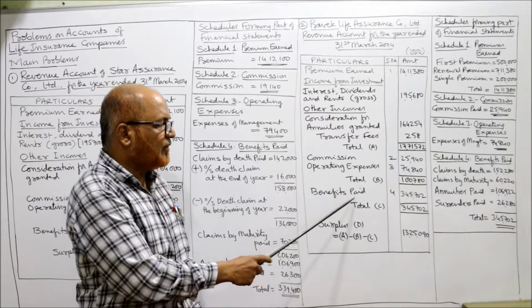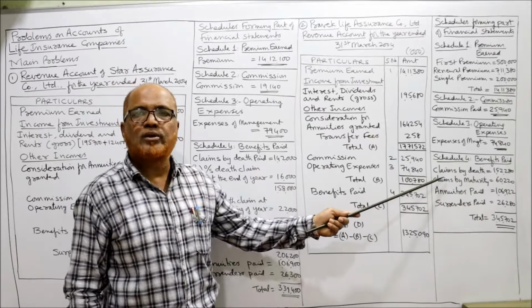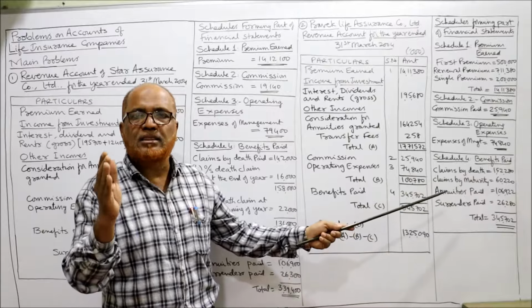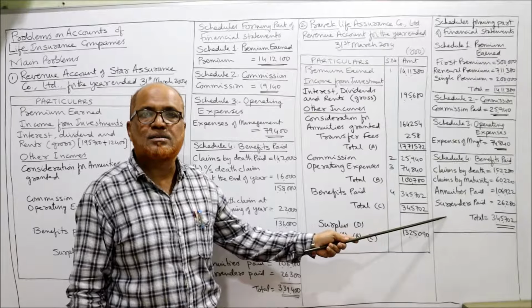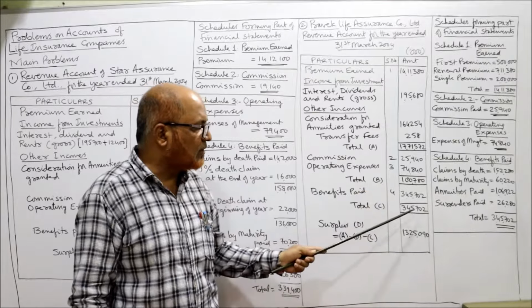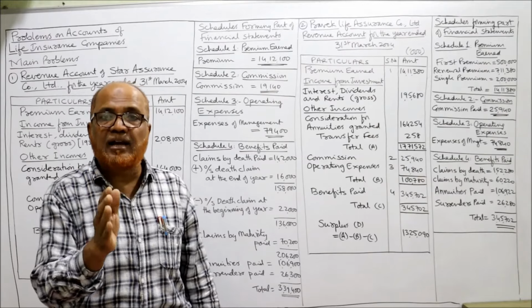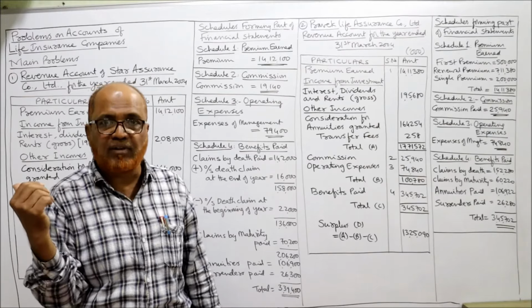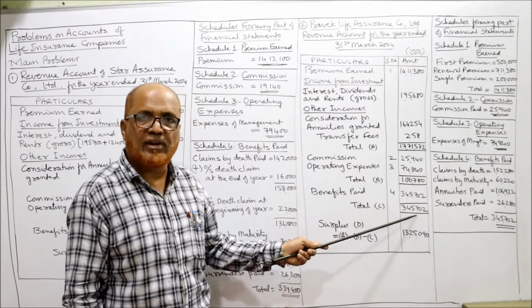Now C, benefits paid, schedule number 4. In this benefits paid, we are going to take claims by death, claims by maturity, annuities paid and surrenders paid. The total comes to 3,45,702. In this problem, we don't have any outstanding claims. In the previous problem we were having, but now we don't have. So take the total 3,45,702.